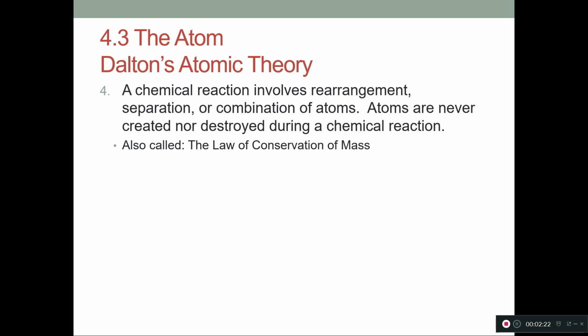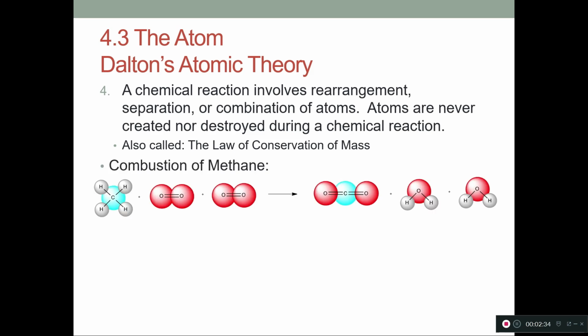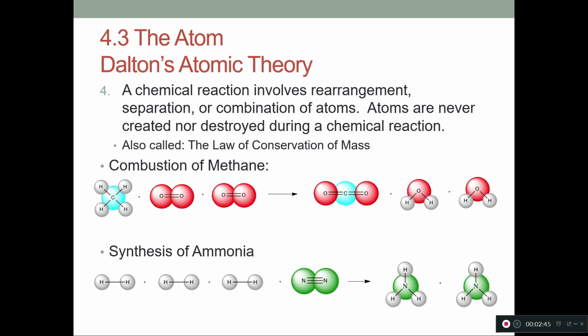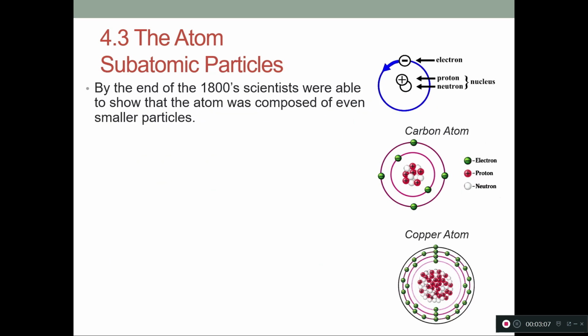The fourth one is that a chemical reaction involves the rearrangement, separation, or combination of atoms. So atoms are never created or destroyed during a chemical reaction. For instance, in the combustion of methane, all we're doing is rearranging and recombining the atoms. No new atoms are being created, and none of the atoms are being destroyed. Similarly, with the synthesis of ammonia, we are just rearranging these hydrogens and nitrogens. No nitrogens are being created or destroyed, and no hydrogens are being created or destroyed. Everything is always preserved, and it's just a rearrangement of what things are bound to what other things.